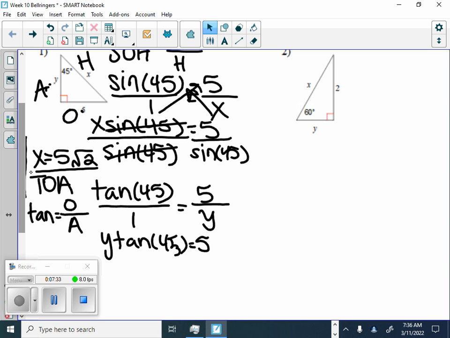Okay, so go ahead and try it with trig for the other one. So you're going to have to do trig twice. Okay, before you get too far, how does 2 relate to 60? Opposite. How does x relate to 60? Times. Okay, and then obviously y is going to be your adjacent.